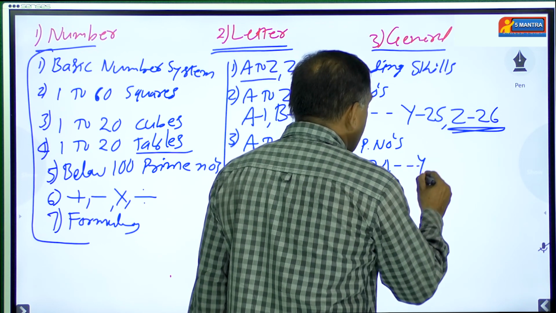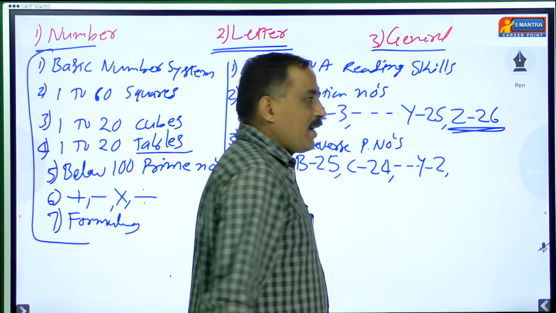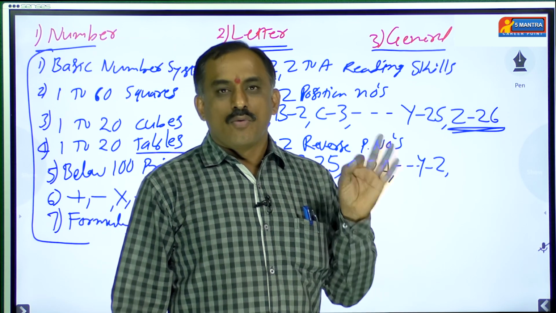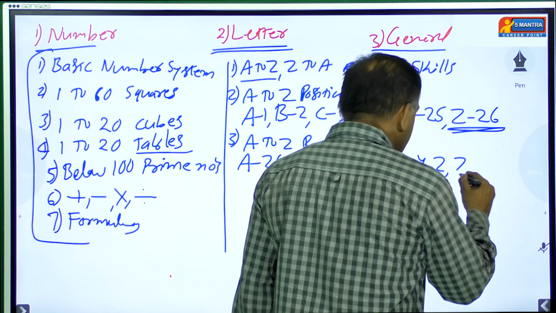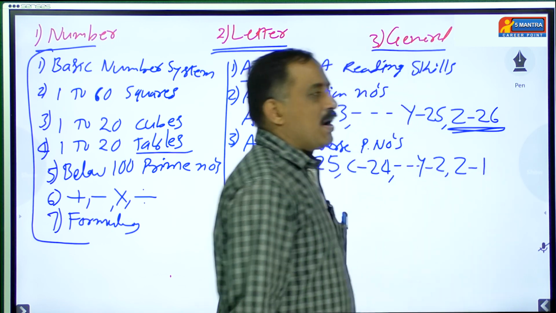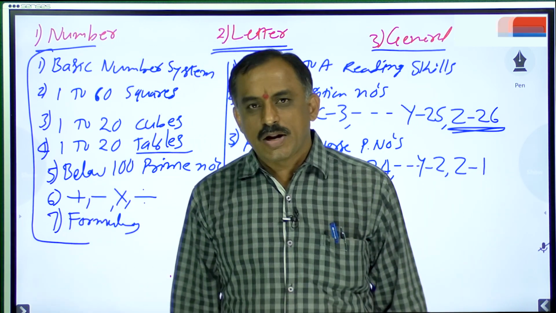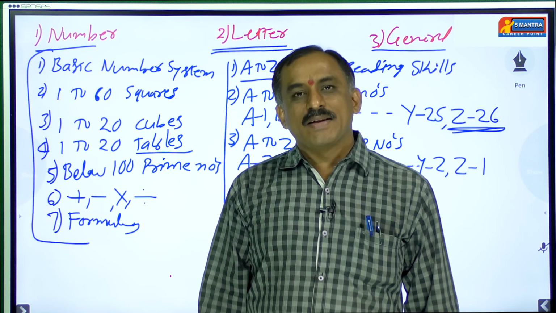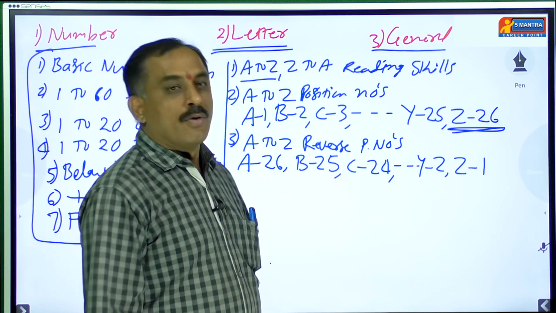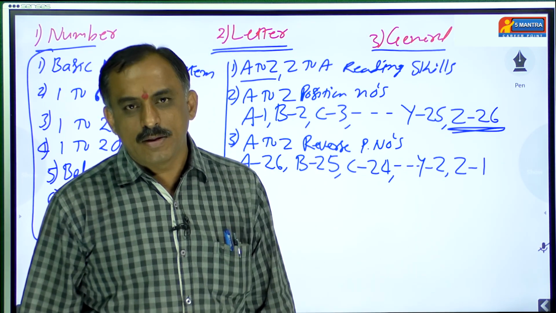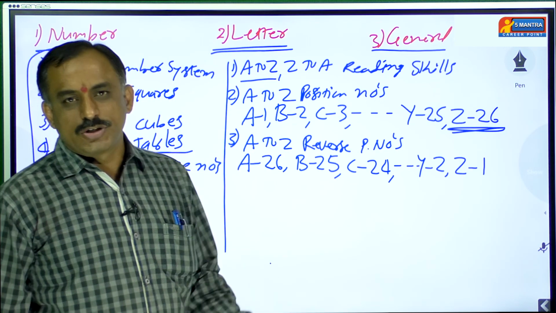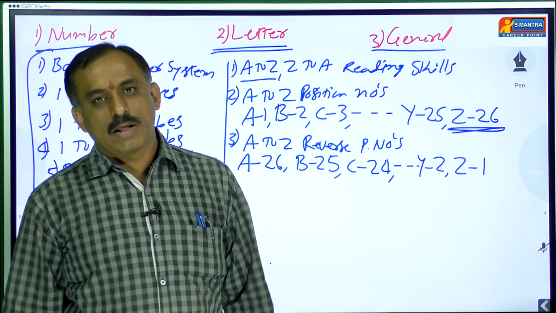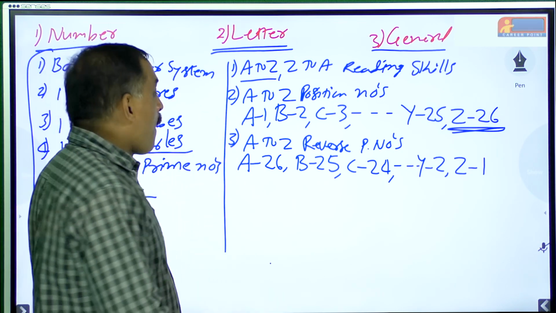And up to Y, Y is the second letter from last. Therefore, Y reverse position number is 2. And Z is the first letter from last. Therefore, Z reverse position number is 1. So, if you know alphabet's reverse position number, good. Otherwise, I will explain in the next class.